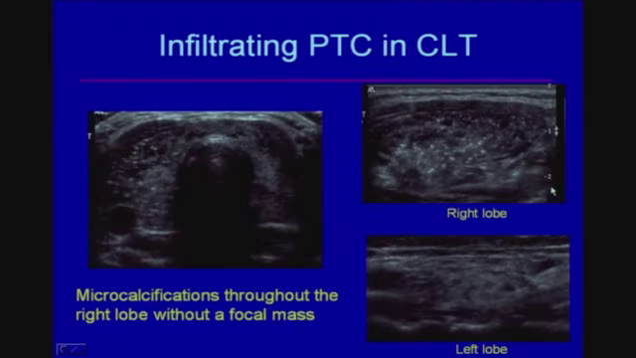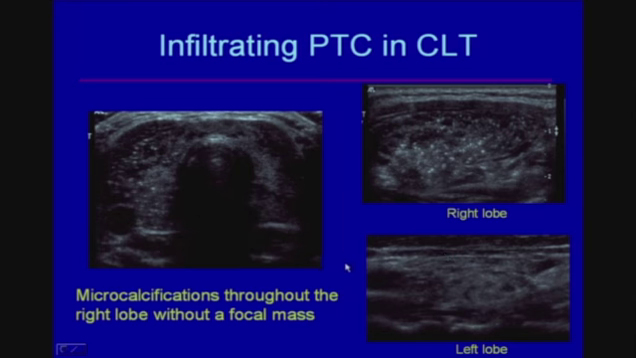Now, one thing that you might see is a case such as this. This is a relatively young patient who was diagnosed with Hashimoto's thyroiditis in childhood and was coming in just for a surveillance ultrasound. And the gland itself was very heterogeneous. It was normal in size, but what was quite atypical about this patient were all of these calcifications in the right lobe and no calcifications in the left lobe.